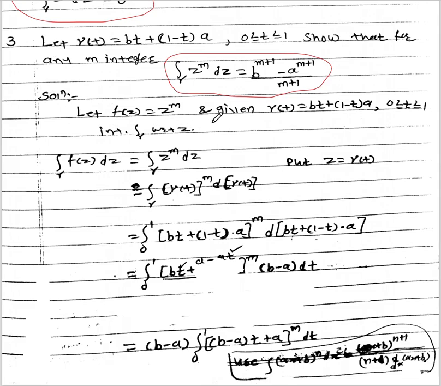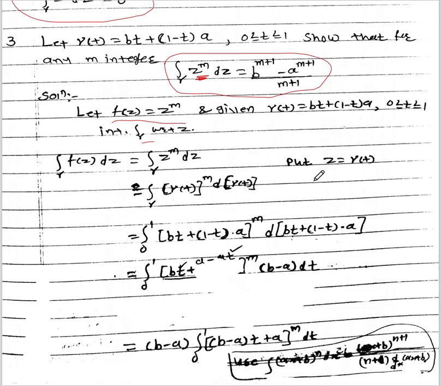Okay, because in this integral we can check this is the value of f(z). So therefore we can consider f(z) equal to z to the power m, and given that gamma(t) equals bt plus (1 minus t) a, where t lies between 0 to 2 pi. Okay. So now integrate this term on both sides with respect to z over the curve gamma. So the integral over gamma of f(z) dz equals the integral over gamma of z to the power m dz.